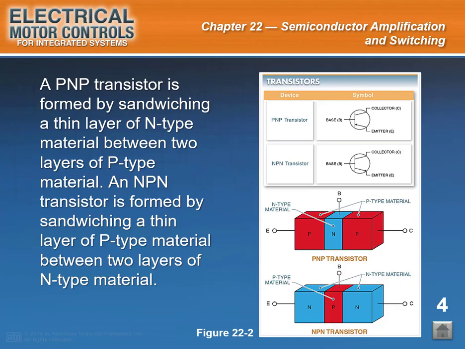Slide Caption. A PNP bipolar junction transistor is lab-built by doping a thin layer of N-type material between two layers of P-type material in a single semiconductor crystal, whereas an NPN transistor is formed by doping a thin layer of P-type material between two layers of N-type material. See Figure 22-2.